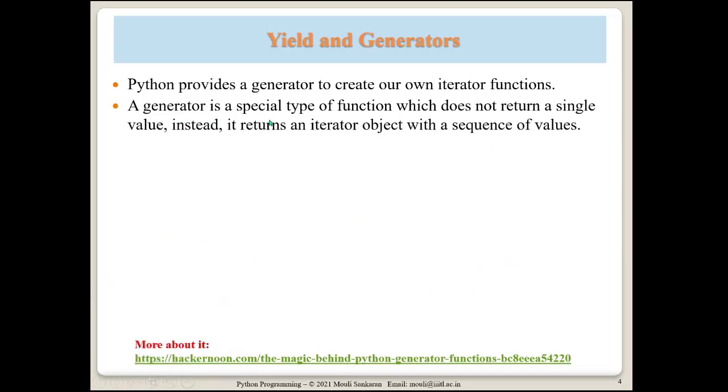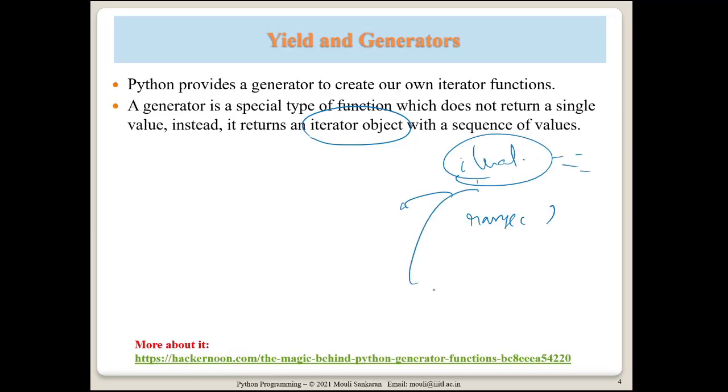A generator is a special type of function which does not return a single value. Instead, it returns an iterator object with a sequence of values. The first time you call it, it's like a normal method, and it returns an iterator object with some sequence of numbers. The next time I am going to call the iterator saying next.